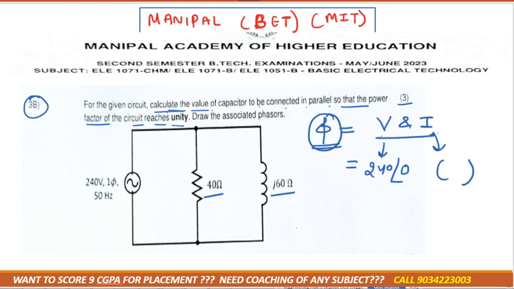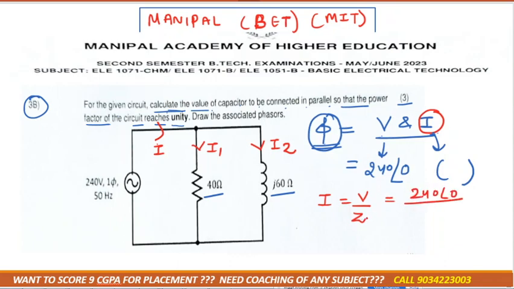Understood up to here? Now our main aim is to calculate the current. This one is I, here we can consider I1, and here I2. So I would be the total voltage divided by the total impedance. Total voltage is 240 angle 0. Total impedance we don't have, but we can get it. As you can see, this one is Z1 and this one is Z2.